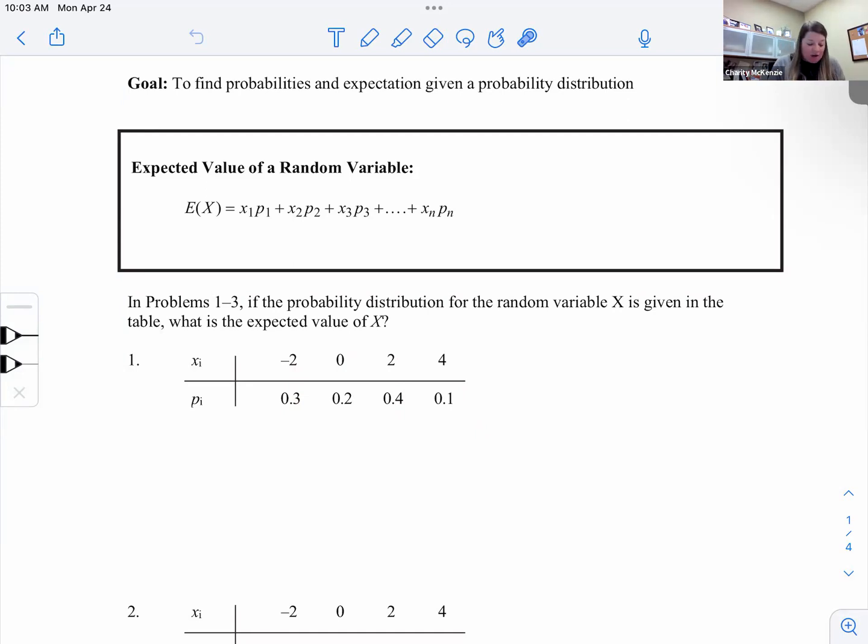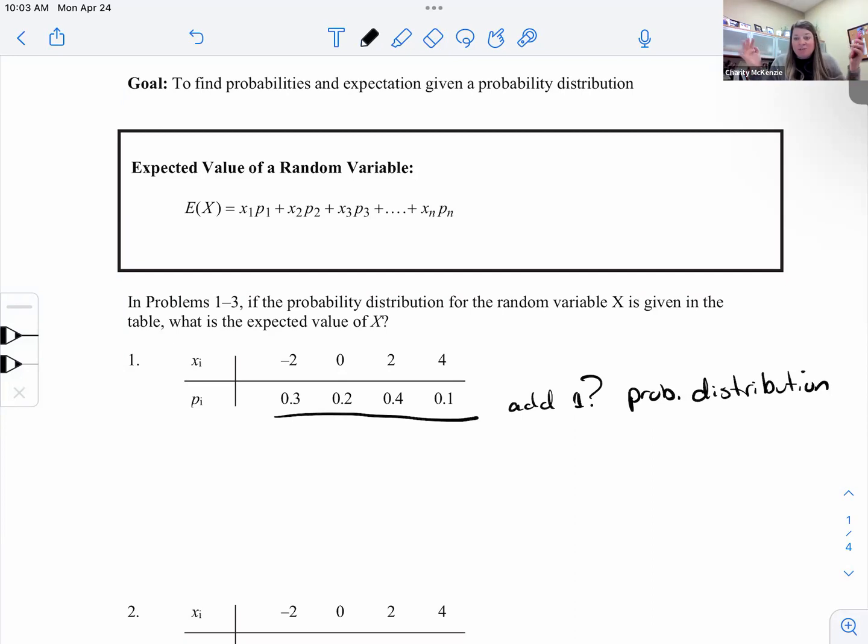So if I want to know if this is an actual probability distribution, these have to add to 1. So 0.3 plus 0.2 plus 0.4 plus 0.1 does equal 1. Does it add to 1 is the question, right? Then it is a probability distribution. It has to be a full distribution to find the expected value.